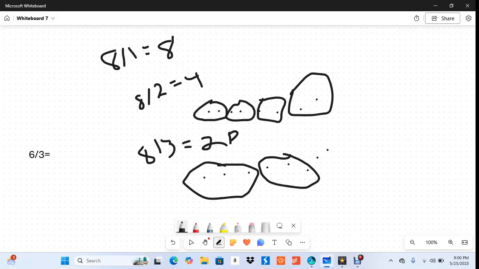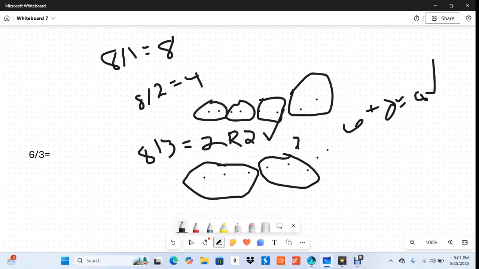And to check my answer, I would go 3 times 2 is 6. And 2 more than 6 is 8. 6 plus 2 is 8. So that's how I know that 8 divided by 3 equals 2 with a remainder of 2 is the correct answer because I did the check there. I didn't write out 3 times 2 equals 6. So that's how you check it. Add the 2, which is the remainder, and you get 8.